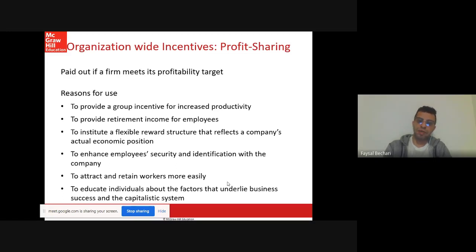It enhances employee security and identification with the company, so he feels he's a member of that company, not just an employee, and it helps attract and retain employees more easily. Once there's profit sharing, say you have to work 5 years and then you will have shares in the company, so you stick around for 5 years to get your share. It also educates individuals about the factors underlying business success, what makes the company more profitable, so they will help in meeting these strategies and goals.